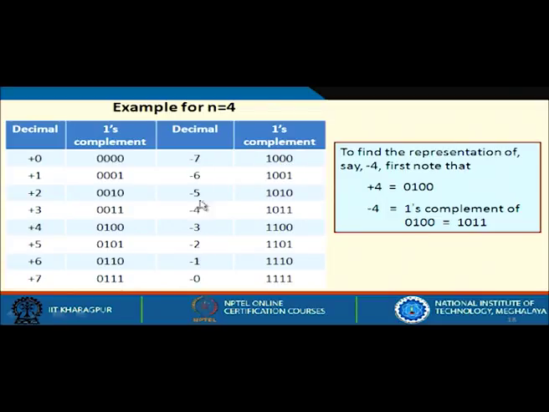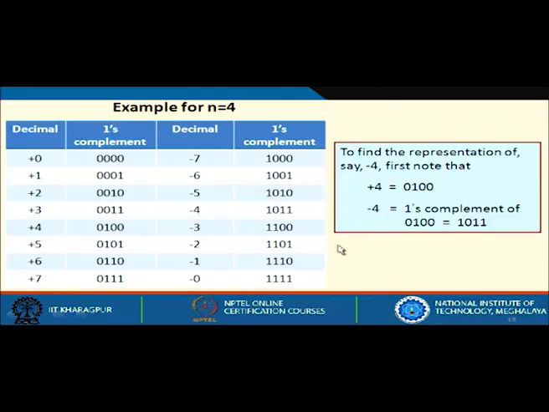So, let us take the representation of minus 4. How do you represent 4? We represent 4 as 0, 1, 0, 0. So, the minus 4 is represented using 1's complement. We take the 1's complement of this, which is nothing but this 0 becomes 1, this 1 becomes 0, and this becomes 1, 1. So, this is 1, 0, 1, 1. This is how we represent it.